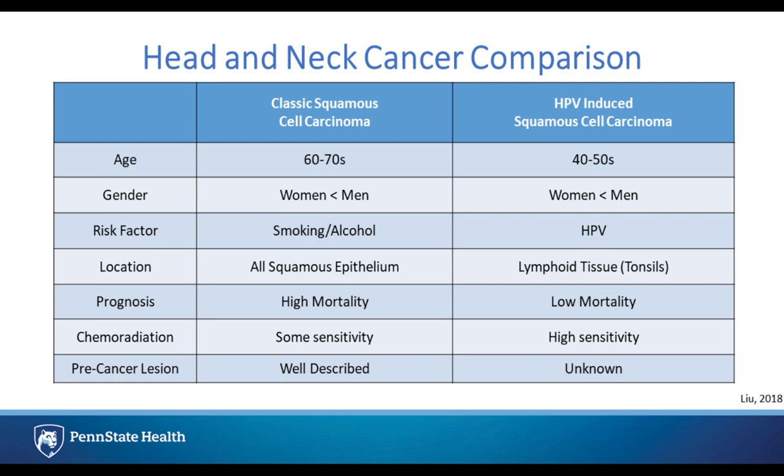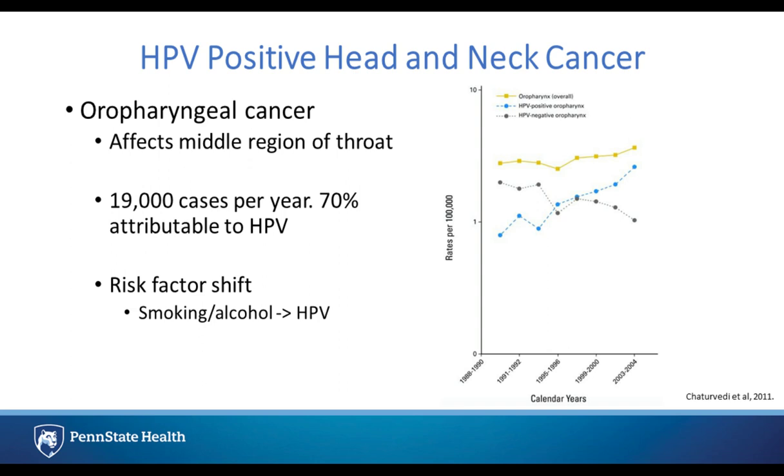In comparison, HPV-induced squamous cell carcinoma of the oropharynx, they tend to be younger, so in their 40s and 50s, and again, affects lymphoid tissue, so that's tonsil, base of tongue. Mortality is lower, and they tend to have higher sensitivity to chemoradiation, although it's unclear why there are certain patients that don't respond quite as well.